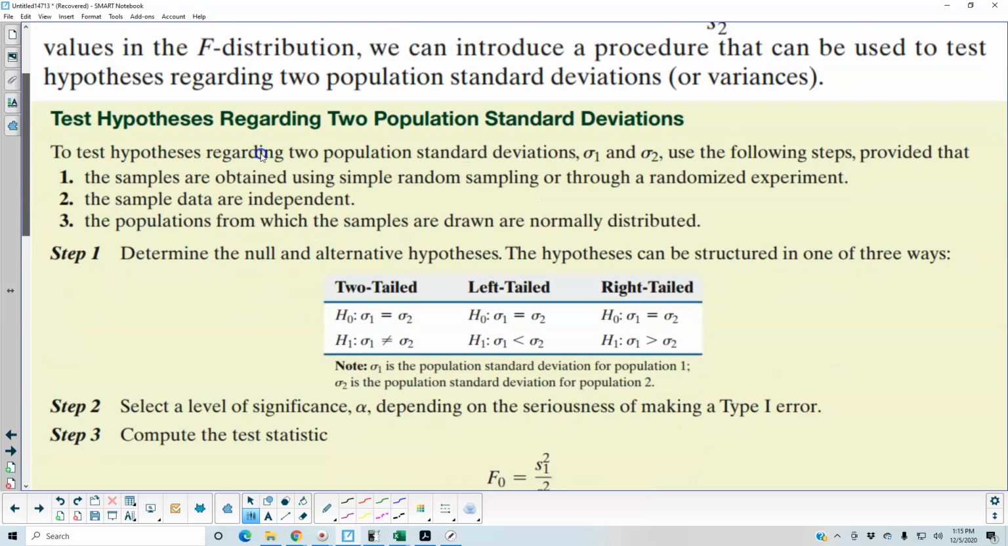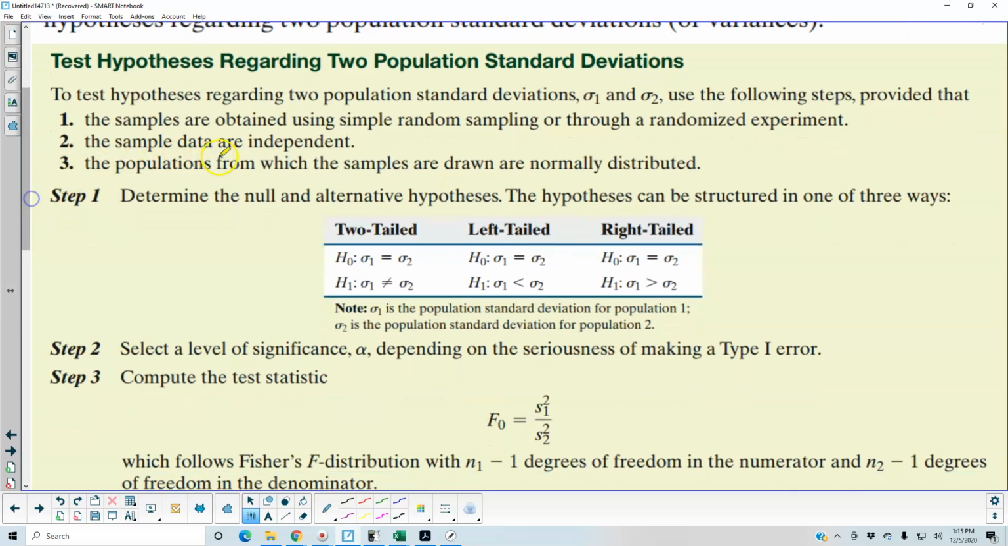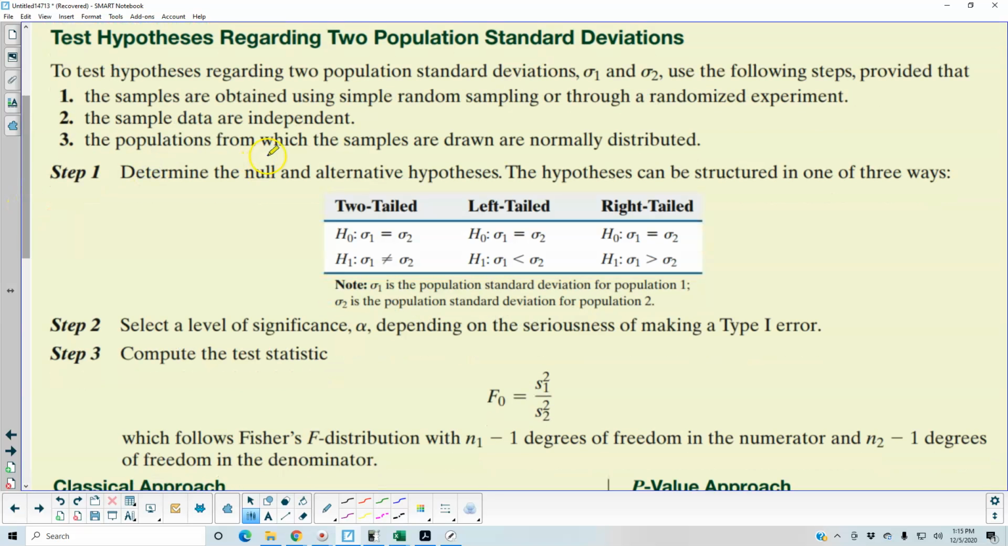Now, testing hypotheses regarding two population standard deviations. To test hypotheses regarding two population standard deviations, use the following steps provided that 1. The samples are obtained using simple random sampling or through a randomized experiment. Number 2, the sample data are independent. Number 3, the populations from which the samples are drawn are normally distributed.